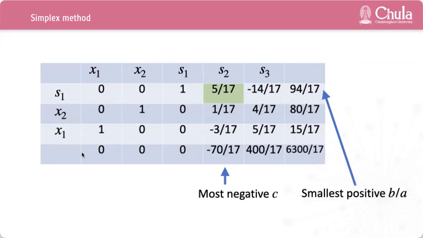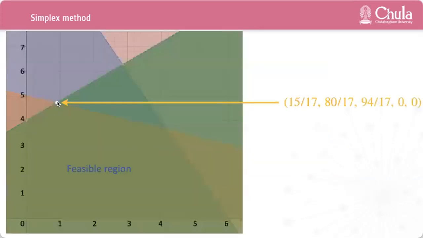We use the same trick because we consider the coefficient first, and then we see that the coefficient of S2 is negative. That means if we change the value of S2 from 0 to 1, we can decrease the value of objective function again. Okay, and we test b over a, and we found that this S2 should be introduced back to the basic variables.